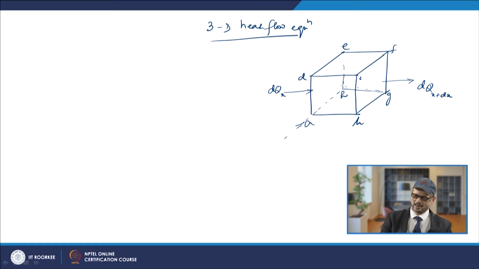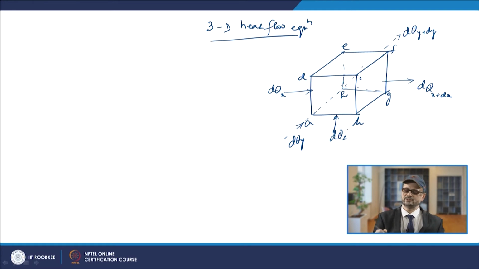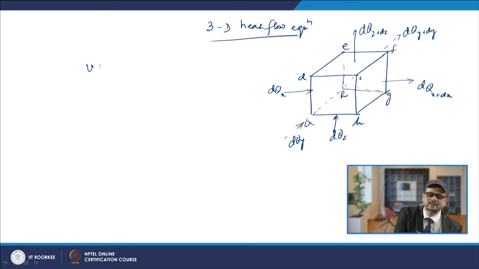In this case you will have here dqy, and from here it will move, so that way it will go dqy plus dy. Similarly, you will have dqz and dqz plus dz. So that way you will have the flow of heat from all the faces in the case of 3 dimensional geometries. Now, as the geometry indicates, you will have the volume of the geometry, which can be taken as dx, dy, and dz. So this will be the volume of this cubical element.